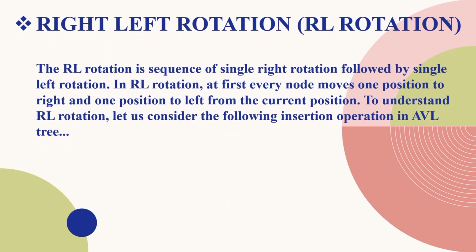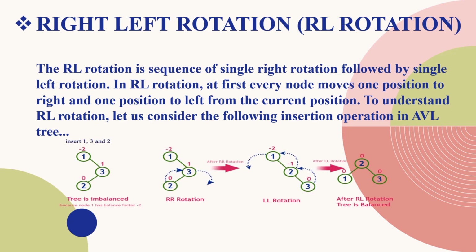Right-left rotation, which is also known as RL rotation. The RL rotation is a sequence of single right rotation followed by single left rotation. In RL rotation, every node moves one position to right and one position to left from the current position. To understand RL rotation, let us consider the following insertion operation in AVL tree.